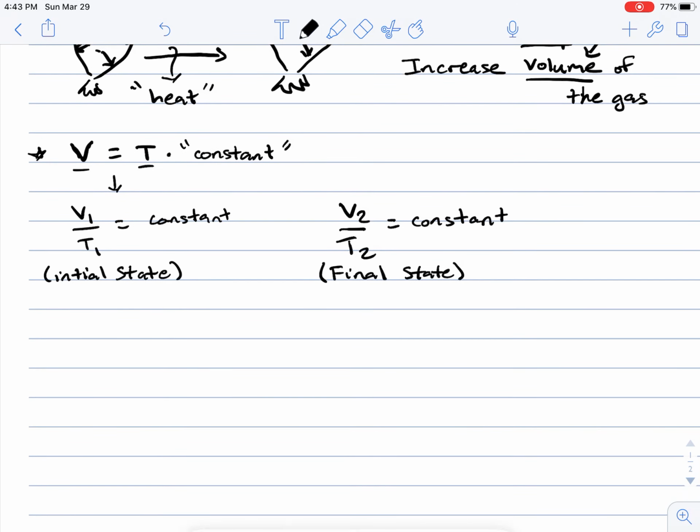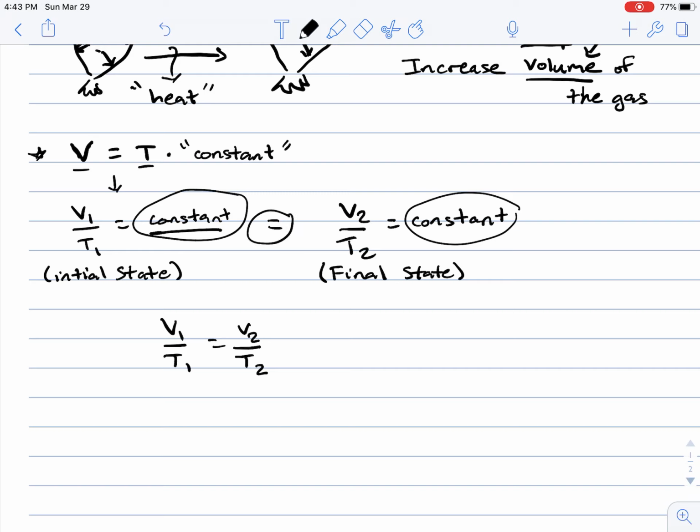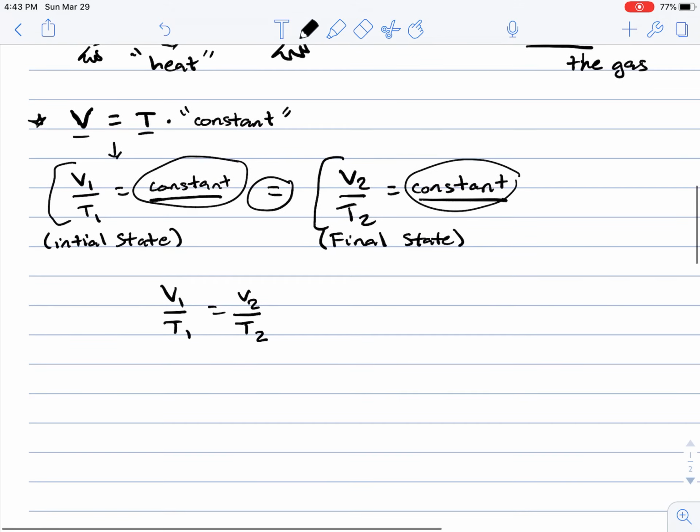So if we put these two equations equal to each other, we're going to get V1 over T1 is equal to V2 over T2. And so this constant doesn't necessarily disappear. We're just saying that this constant is equal to this constant. So therefore, V1 over T1 is equal to V2 over T2. This equation is known as Charles' law.